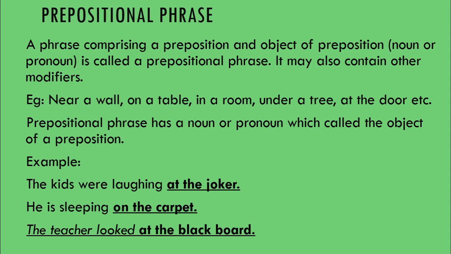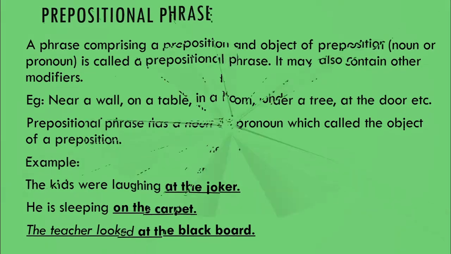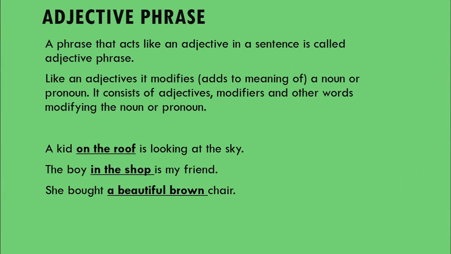The teacher looked at the blackboard. So at the blackboard is a prepositional phrase here. Adjective phrase. A phrase that acts like an adjective in a sentence is called an adjective phrase. So one more important thing about adjective phrases, like adjectives, they modify a noun or pronoun. It consists of adjectives, modifiers, and other words modifying the noun or pronoun.